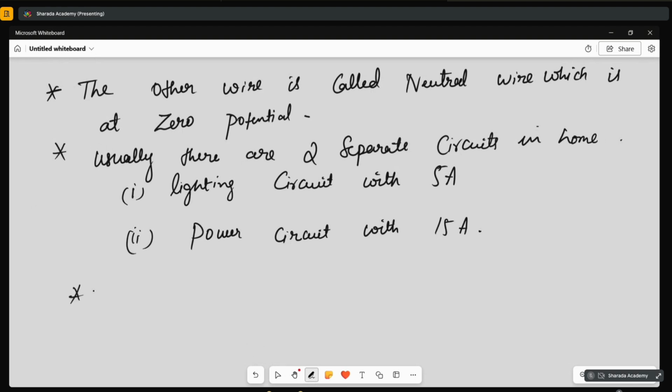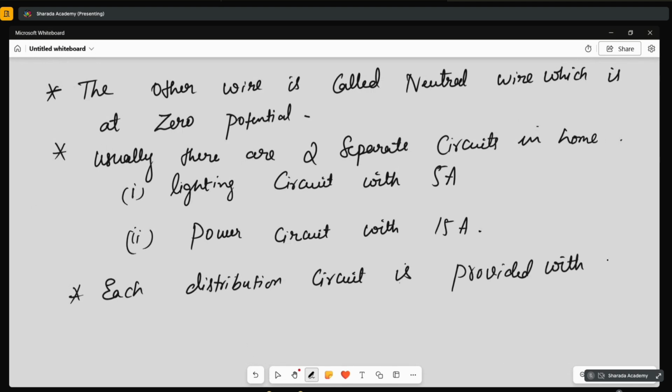Write down everything. I'll explain after. Each distribution circuit is provided with a separate fuse. You should see the notebook and try to read this part.